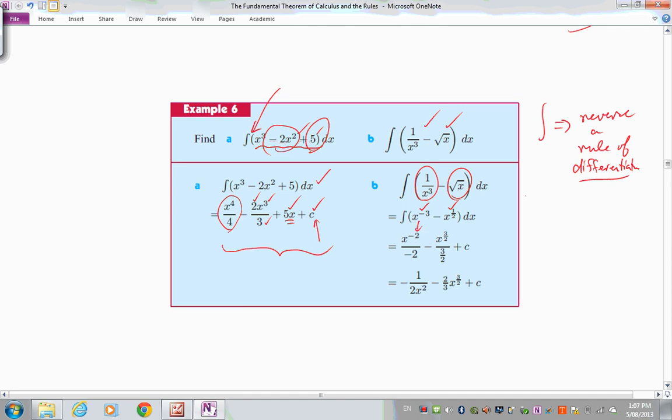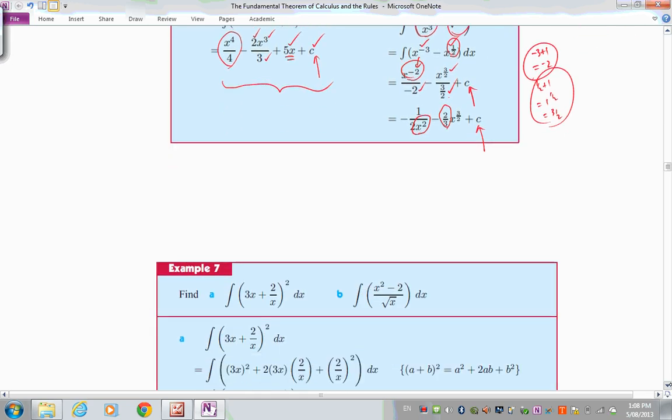Increase the power by 1. Check this: negative 3 plus 1 is negative 2. And then divide by the new power. A half: increase the power by 1, a half plus 1 is 1.5, which is 3 over 2. That's the process we're doing. And then divide by 3 over 2. Just remembering here, a negative power means 1 over, so it goes down the bottom line. Dividing by 3 over 2, invert and multiply. Plus c always on the end. It's a whole family of functions which, when differentiated, would give you that function.